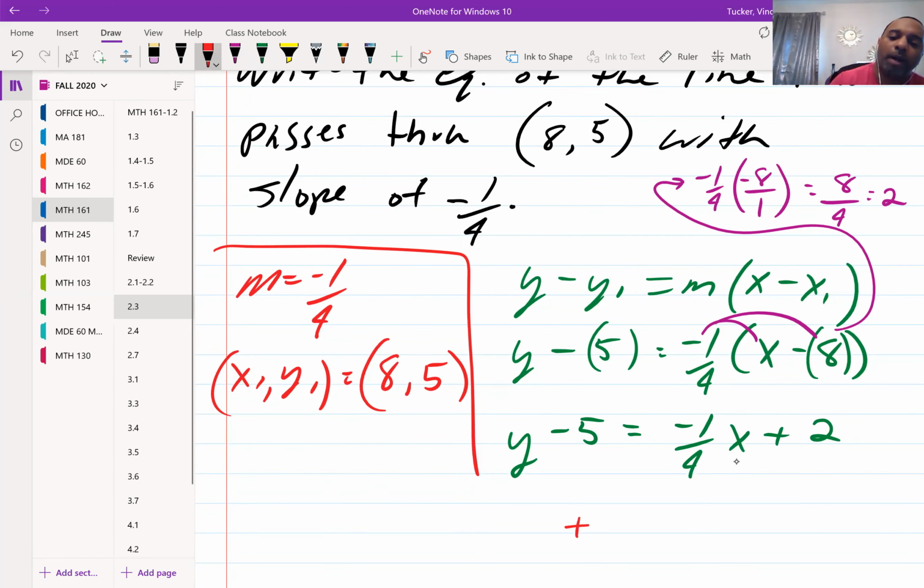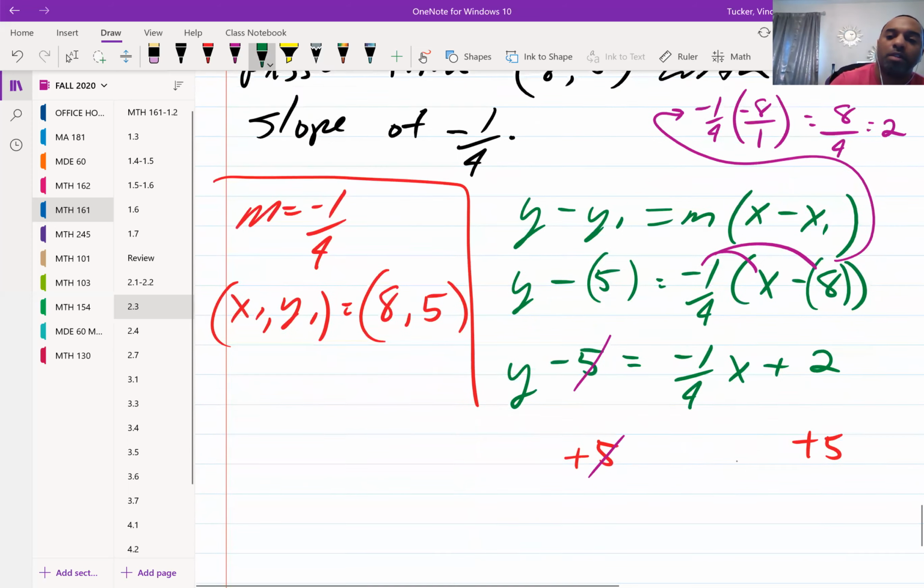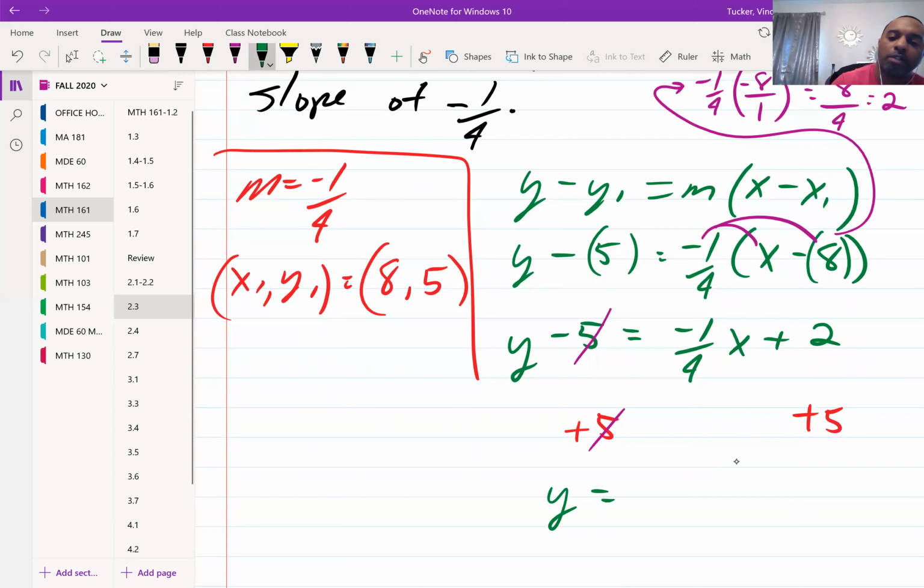Then we can finish it off by adding 5 to both sides. 5's cancel on the left. Y is equal to negative 1/4 x plus 7.